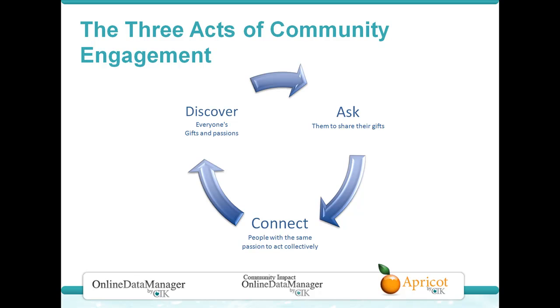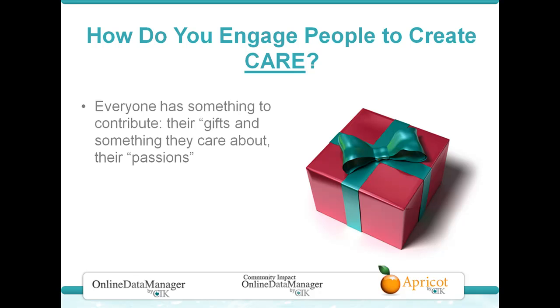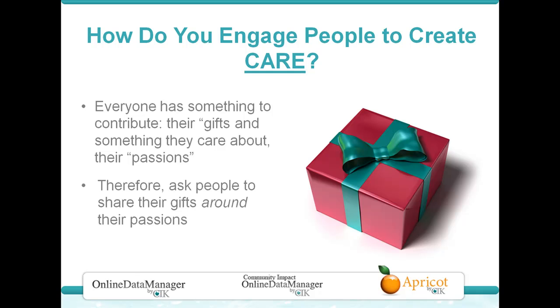And then the last key ingredient, which is critical, is to connect people with the same passions to act collectively. And I'll talk about how to do that in a few minutes. But the essence of this is discover, ask, and connect. And one of the key parts of this is how do you engage people to create care? And that's being very clear that everyone has gifts and everyone has passions, things that they care about. So the key is asking people to share their gifts around their passions.